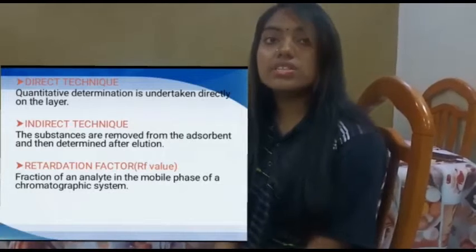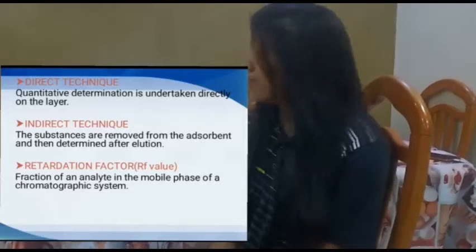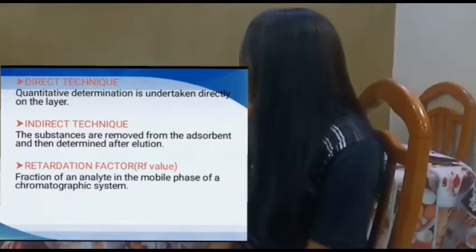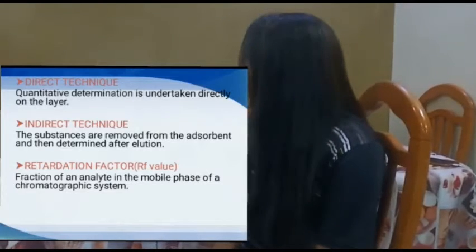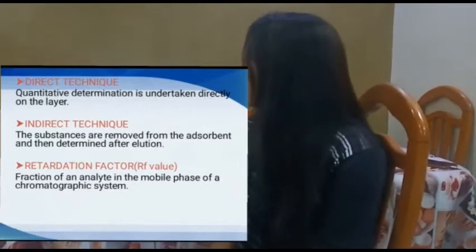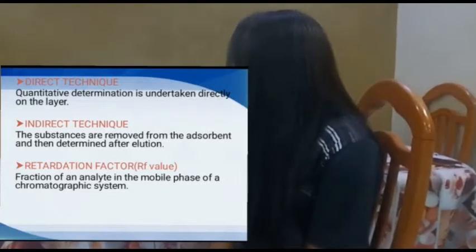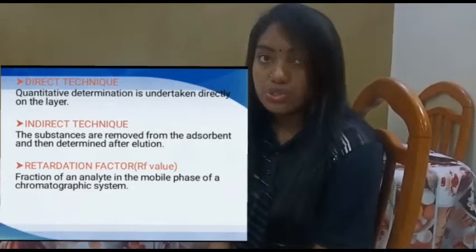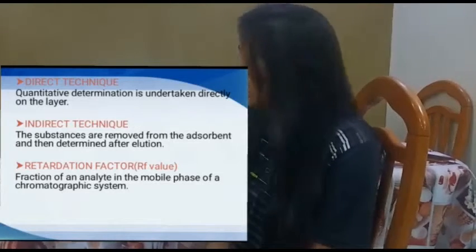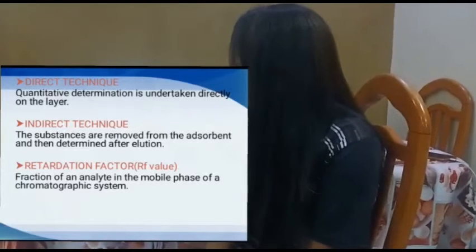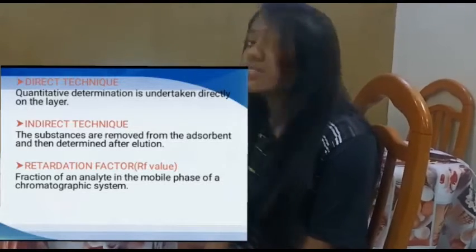Next, let's see the definition of techniques used in the analysis. First of all, direct technique. It means quantitative determination is undertaken directly on the layer. Next is indirect technique, which means the substances are removed from the absorbent and then determined after the elution. And the last one is retardation factor, which is known as RF value. It means fraction of an analyte in the mobile phase of a chromatographic system.